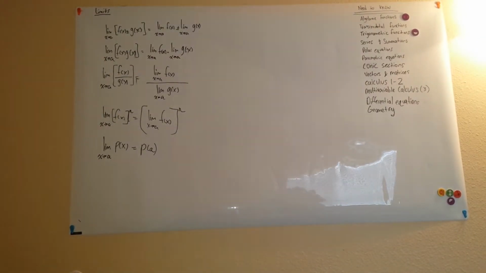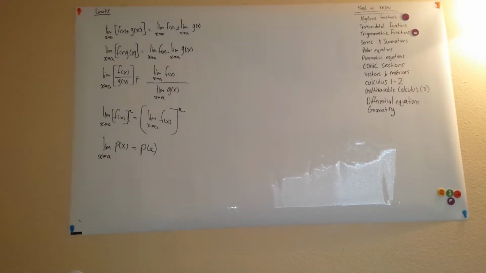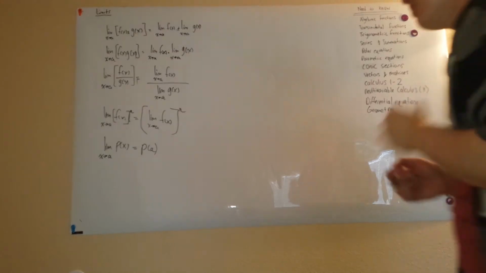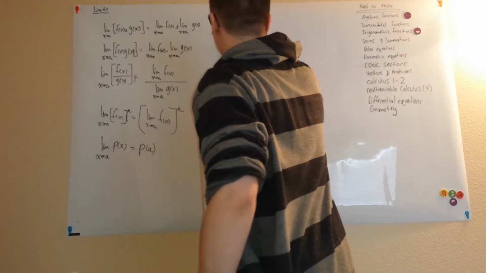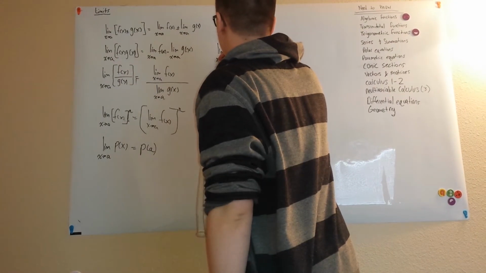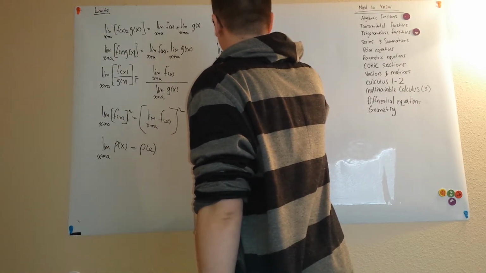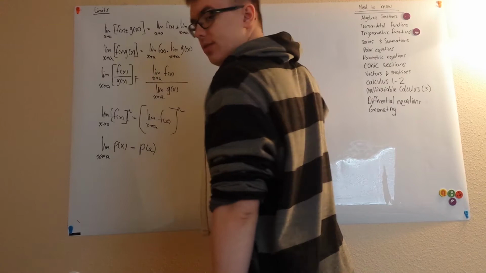It's been 16 minutes. And all I've done is just introduce the rules and everything. We haven't even done any of these limits yet. So let's do some limits. Let's do the limit as x approaches 2 of x squared plus 2x.